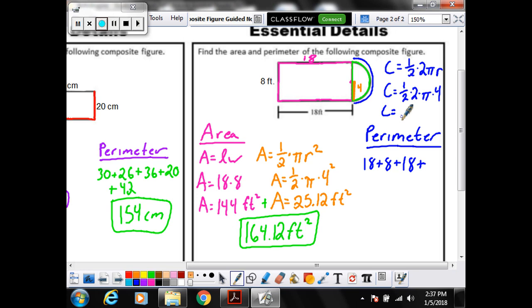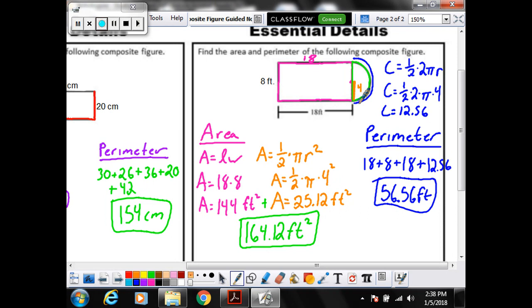So then our circumference is going to equal 12.56. And so that is our last distance, so we can add the 12.56, or 12 and 56 hundredths. When we add all that together, we get a perimeter or distance around the outside of 56 and 56 hundredths feet. So our perimeter is 56.56 feet. Key thing to know in this one, remember, semicircle is half of a circle, so when you're using the formula, you have to take half of it. So you have to multiply by half.